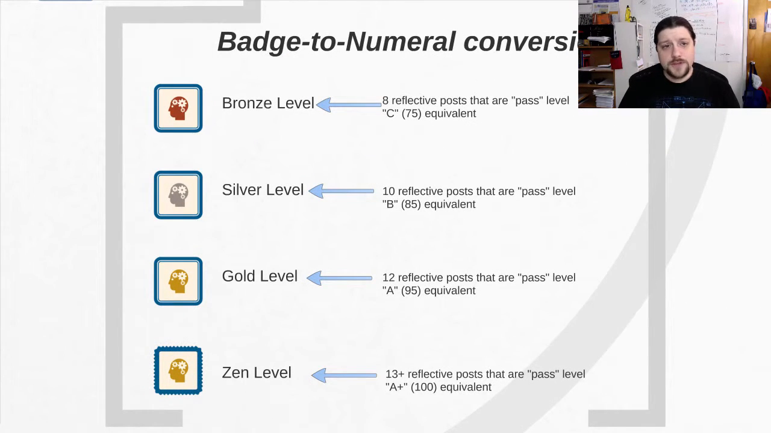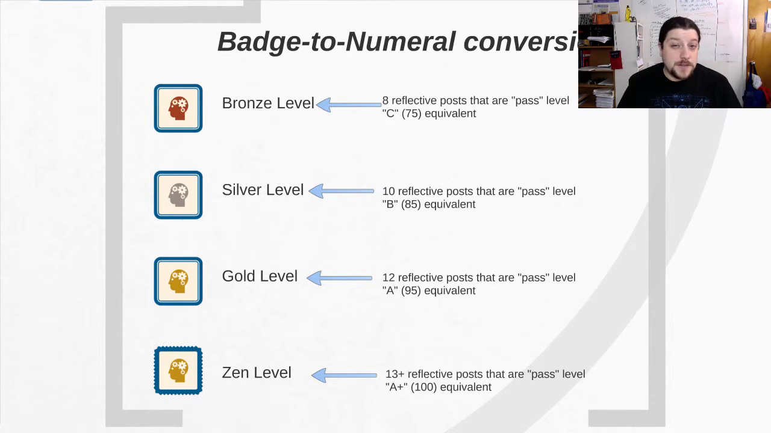So, what are the numerical equivalents? At the bronze level, if you do 8 reflective posts that are of passing grade, you get a C. 10 reflective posts earn you a B. 12 earn you an A. And the Zen level, which is 13 or more, earns you 100.